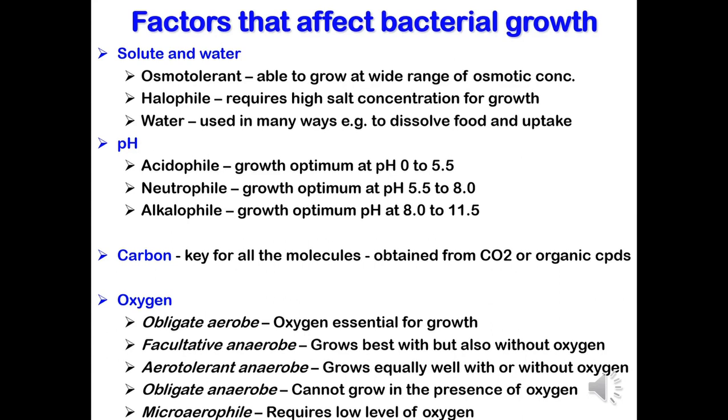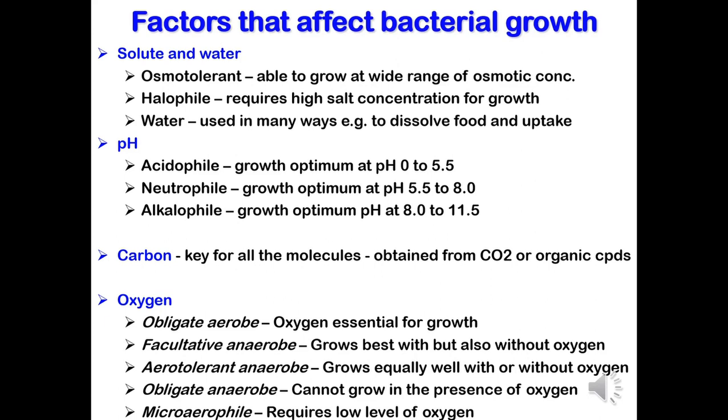Okay, so if you remember probably from A level, the pH scale measures the acidity. Okay, so lower on the scale is very acidic, higher on the scale is alkaline. And around pH 7 is neutral. Okay, so most bacteria are actually neutrophiles.